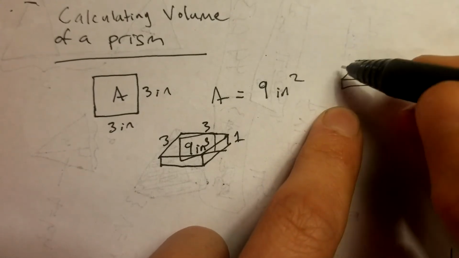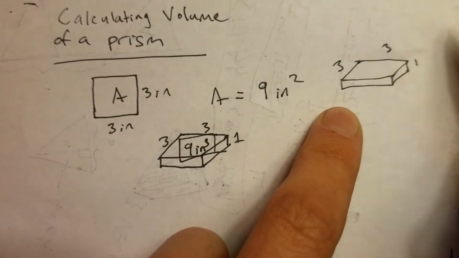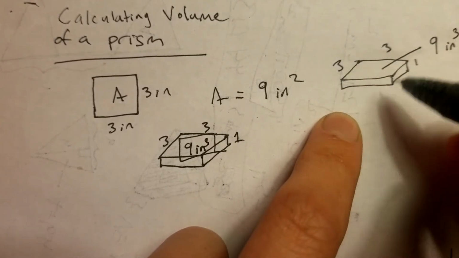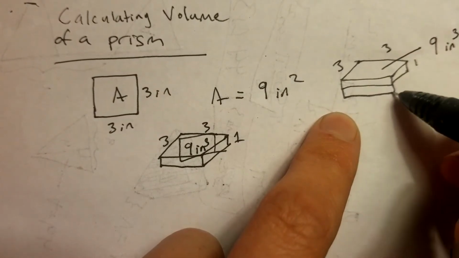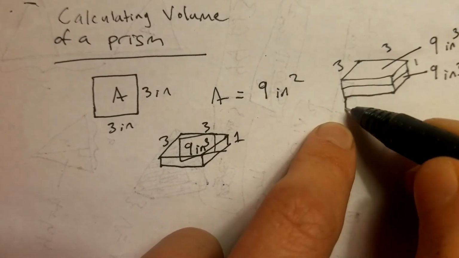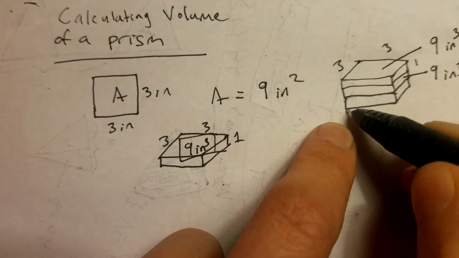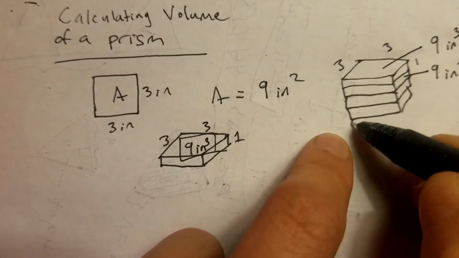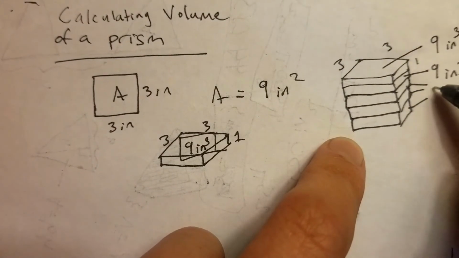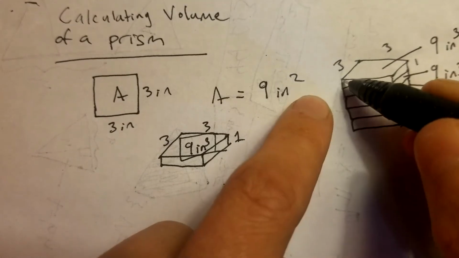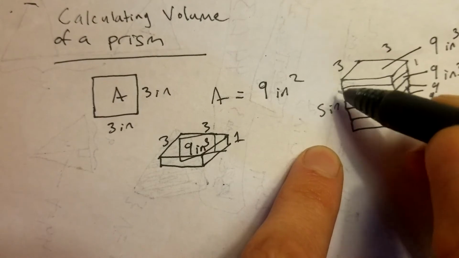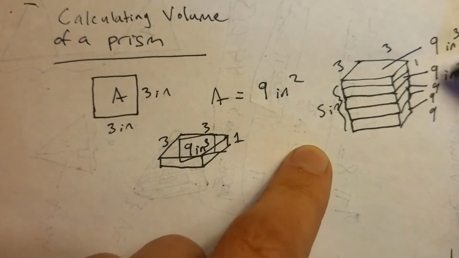So this block is a 3 by 3 by 1, which means it has a volume of 9 inches cubed. And then we're going to put another block underneath it. This one also has a volume of 9 inches cubed. And then another one, and another one, and another one. So each of these is going to be 9. And if you look over here, if this was 1 inch, now it's 2, 3, 4, 5 inches. So we're stacking 9 5 times.